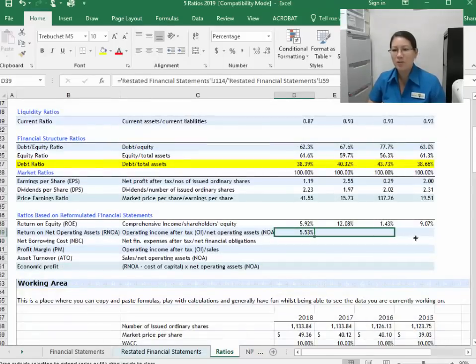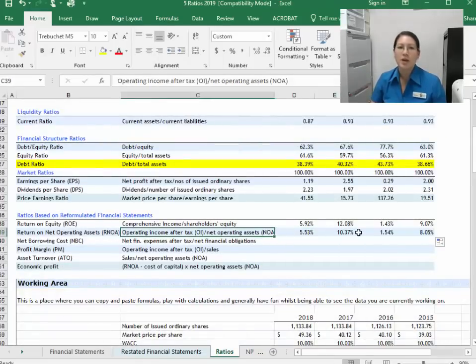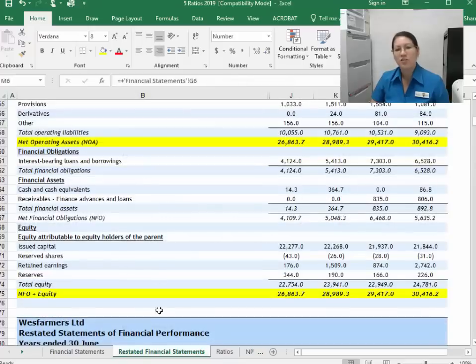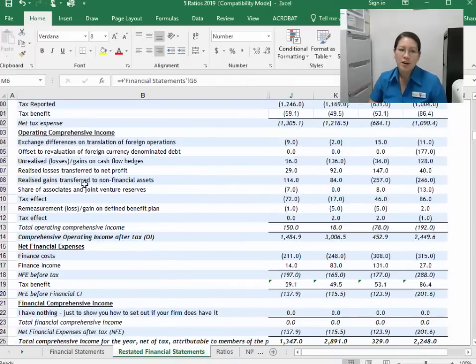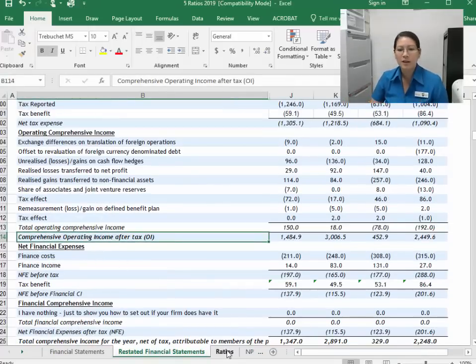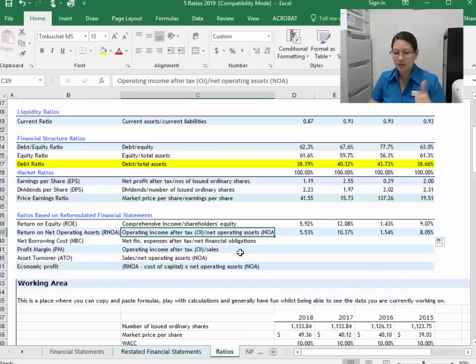So easy. Otherwise, you're going to try and find, where's my operating income after tax? You have to scroll through all your financials, have a look and see which total it was, and you forget if it's not this one, is it this one? So if you use your acronyms, it makes life a lot easier.